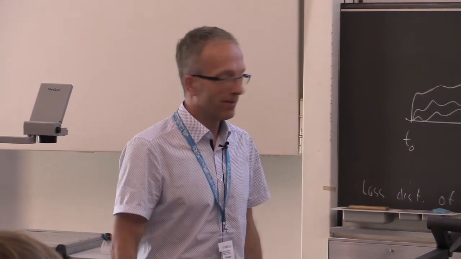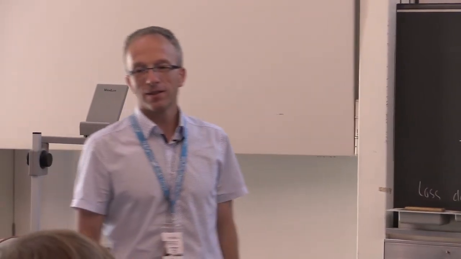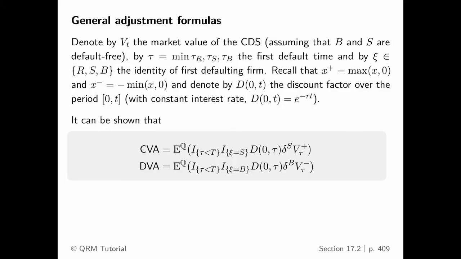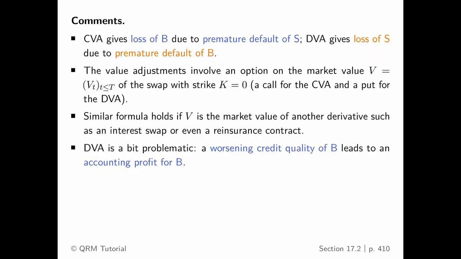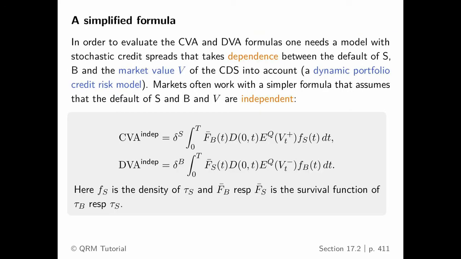Can I ask something? Yes, of course. Just one slide before that. What is the delta? The delta is the loss given default. Okay. Because you may get something. Yeah, a fraction. Okay, so these are these comments here. I think we finished just in time.